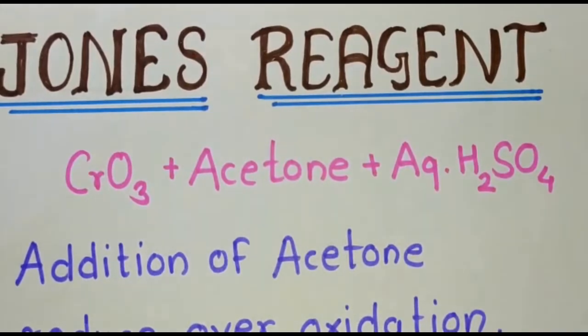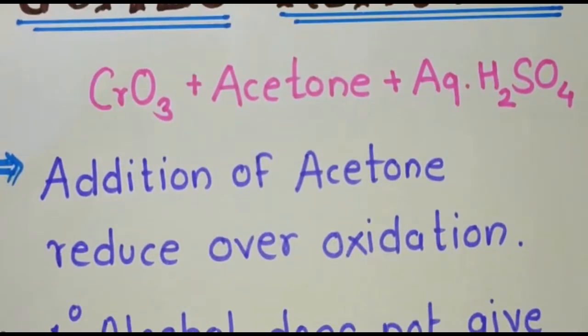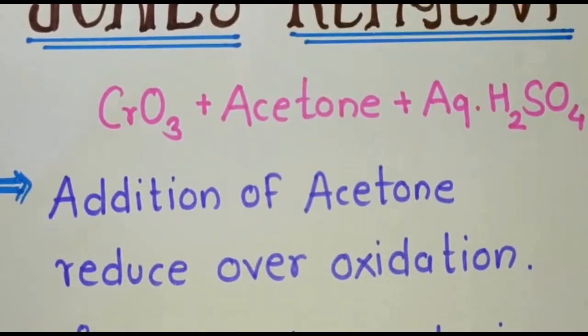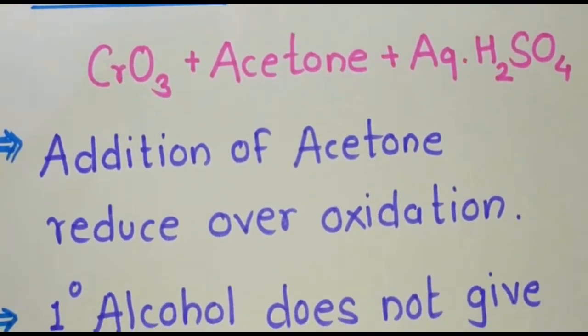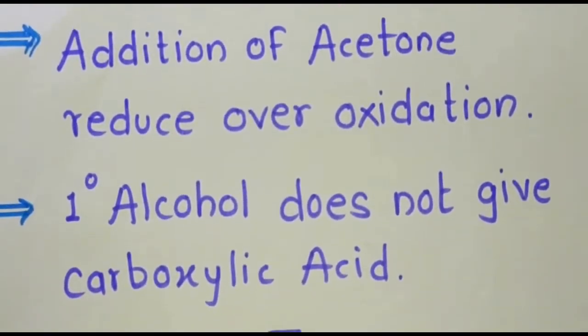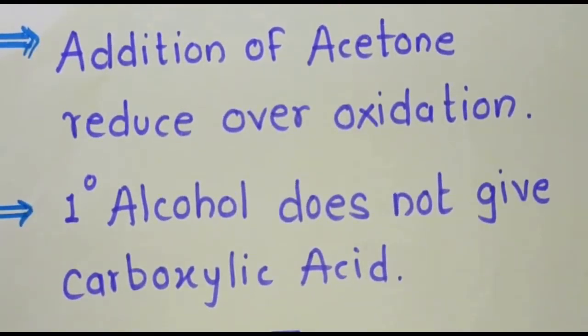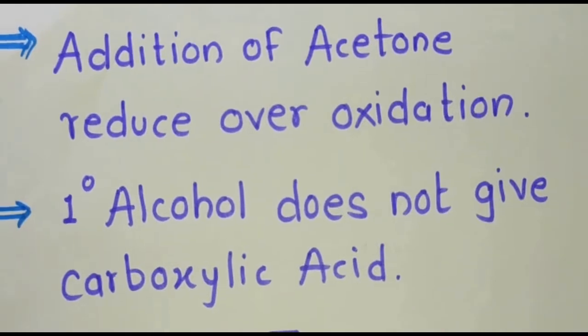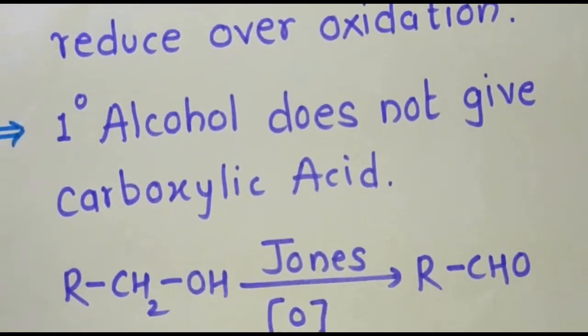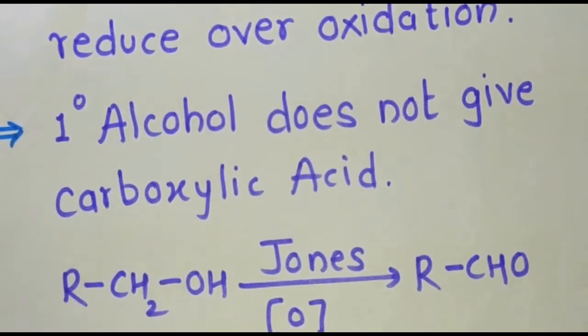The addition of acetone reduces over oxidation by the chromium 6 reagent. Remember that the addition of acetone is important because it reduces the over oxidation. The primary alcohol does not give the carboxylic acid with the Jones reagent. When the Jones reagent is present, there is no over oxidation of the primary alcohol. The primary alcohol gets oxidized to the aldehyde. This is one of the most important properties of the Jones reagent.